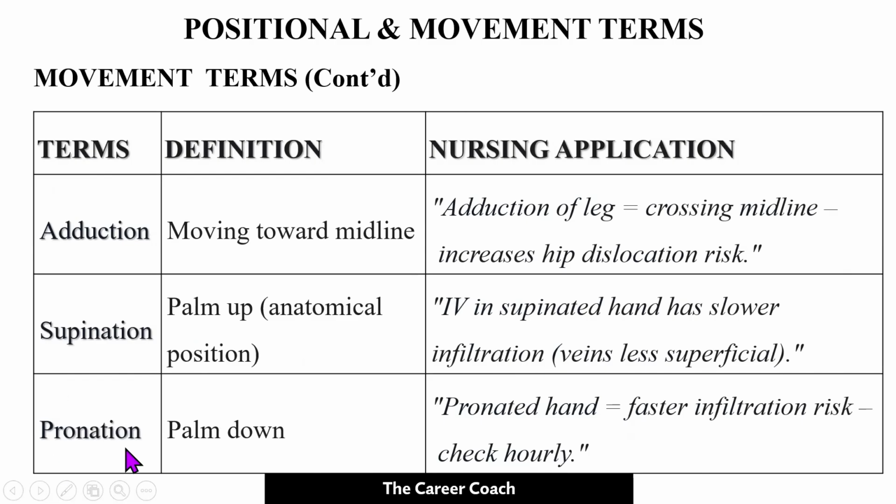The next one is pronation. In pronation, the palms are down. How does this apply to nursing? Pronated hands, which means the patient is facing downwards, right? Pronated hands will result in faster infiltration risk, so there is need to check hourly. Most times, if the IV line is in the vein for patients who are pronated, there is need to check for infiltration hourly. However, if the patient is supinated, it will take a longer time for infiltration to occur.